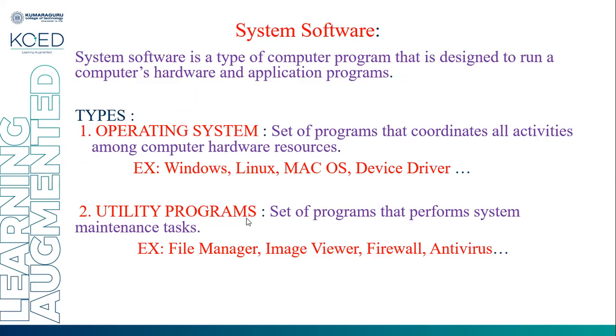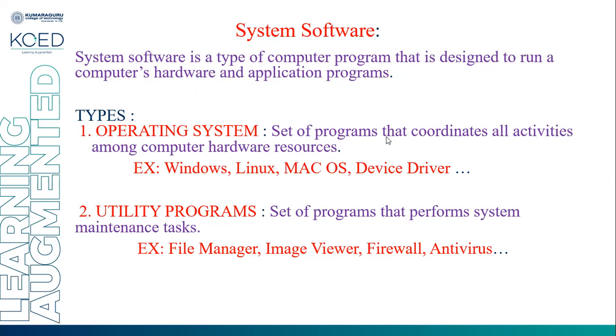The first one is system software. System software is a type of computer program that is designed to run a computer's hardware and application programs. The system software is responsible for the functioning of the computer hardware as well as the execution of application programs on the computer. System software is classified into two types. The first one is the operating system.